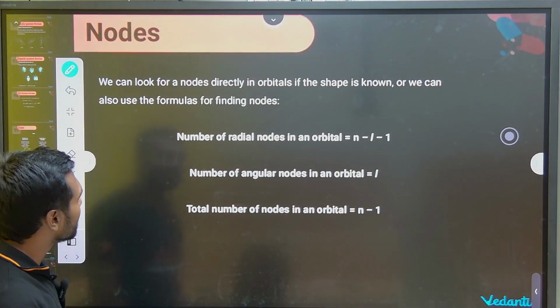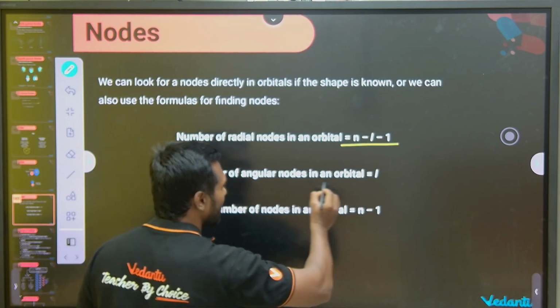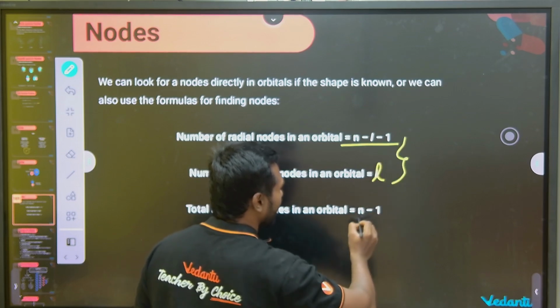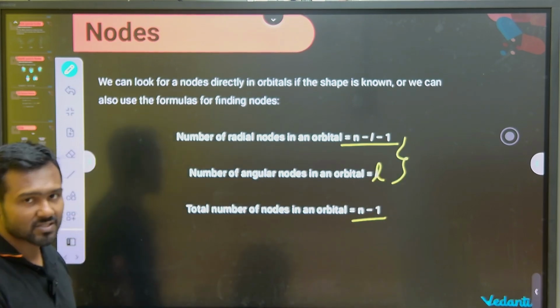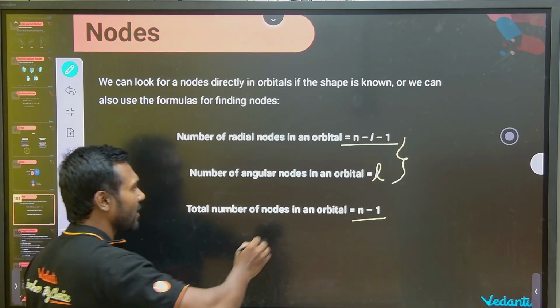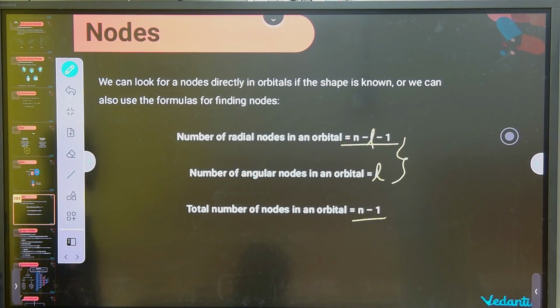Formulas you can remember. Number of radial nodes is equal to n minus L minus 1, and number of angular nodes is equal to L value. And the total number of nodes together is n minus 1. Radial nodes n minus L minus 1, angular nodes L, and total number of nodes n minus 1.